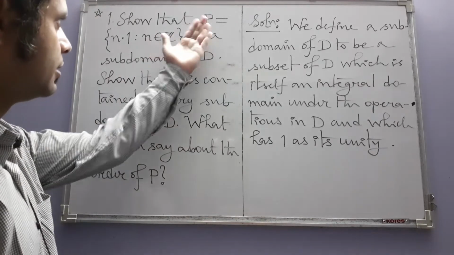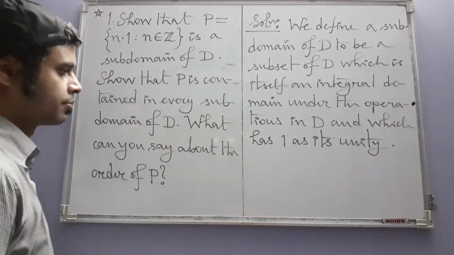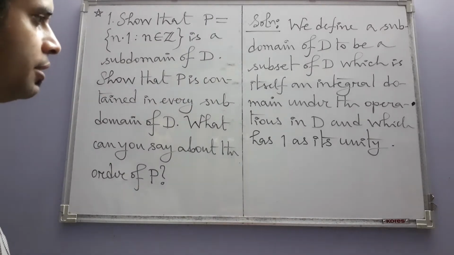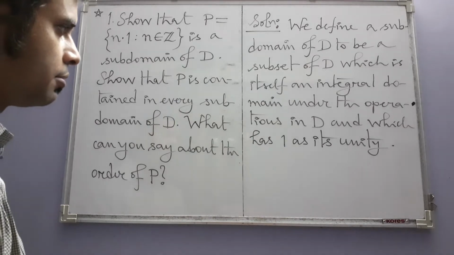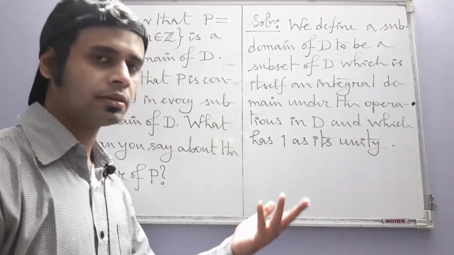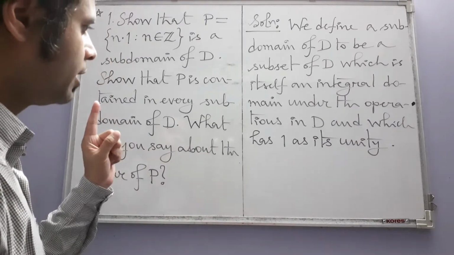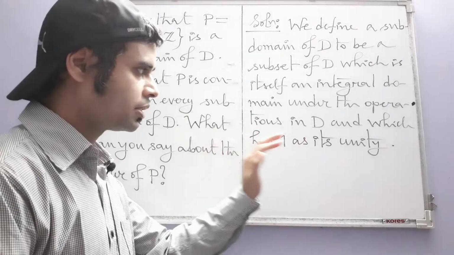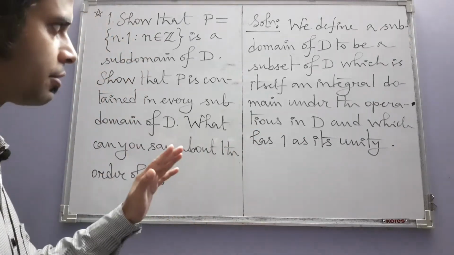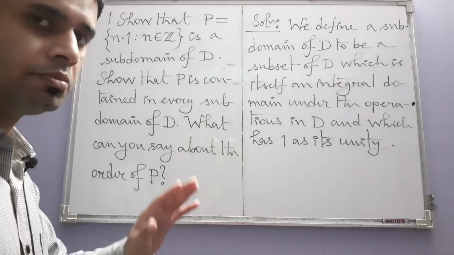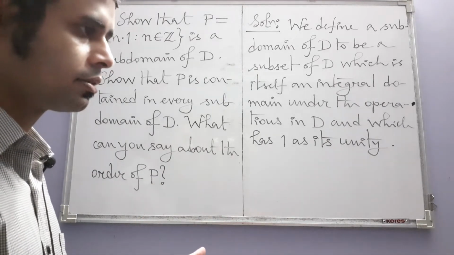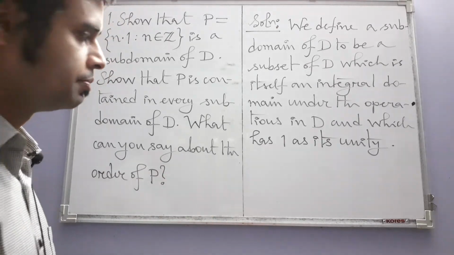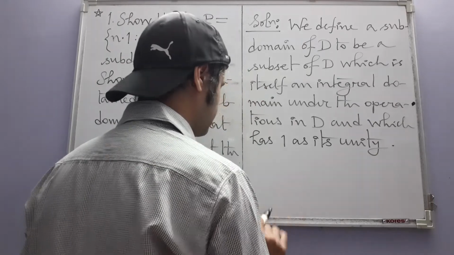Now we need to prove that this P is a subdomain. Okay. So to prove that P is a subdomain, first of all, by this definition, what does it mean? What do we have to do? We have to prove that P is itself an integral domain under the operations that we have in D. So first of all, before anything else, P itself has to be a ring under the operations in D. That means P needs to be a subring of D. So let us first show that.